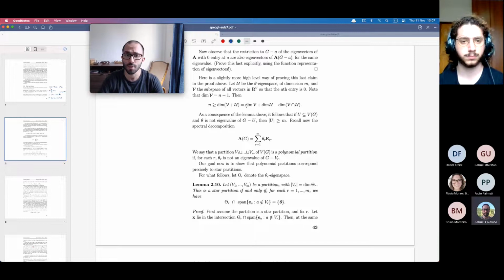And today we will see some more nice results. In particular, we will see, for example, an alternative proof that a star partition exists, a proof that perhaps you will prefer. But let's go.